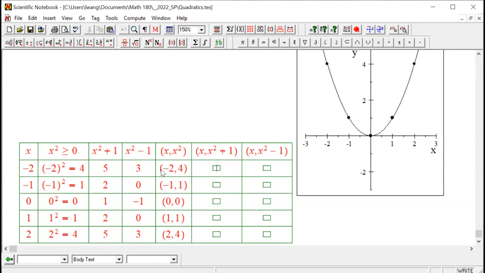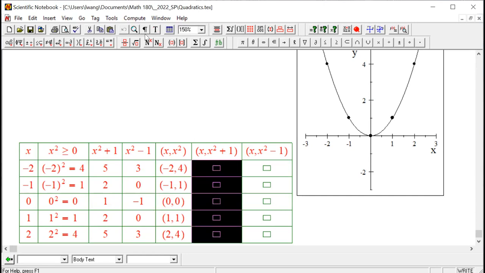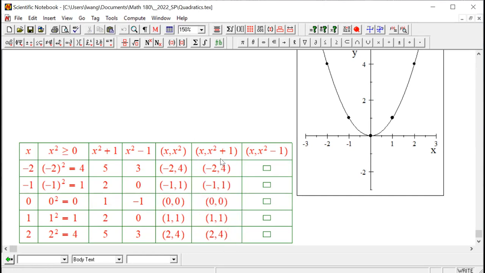We got our points, right? So on x squared plus 1, the input stays the same. The output will all add 1, because it's x squared plus 1. So this is going to be 5, this is 2, and this is 1, this is 2, and this is 5. Does that make sense? And the next one, subtract 1, right? X squared subtract 1. So this is 3. 1 minus 0 is 1, minus 1 is 0. So this is going to be -1. And that's going to be 0. And that's going to be 3.